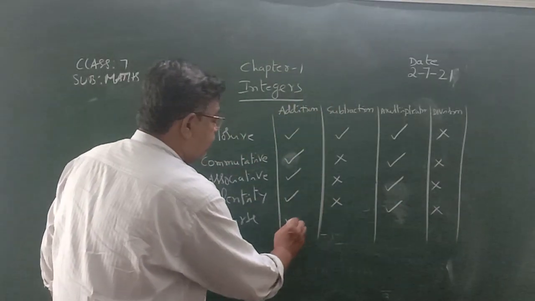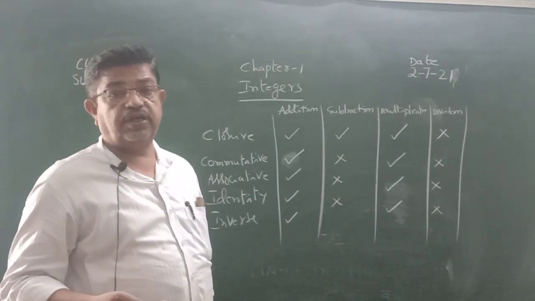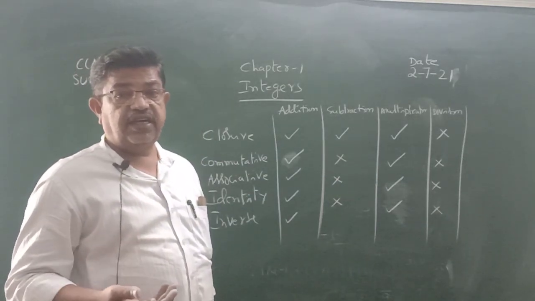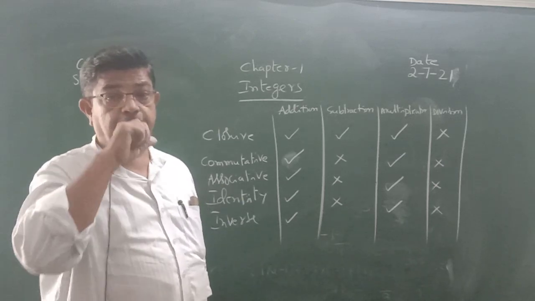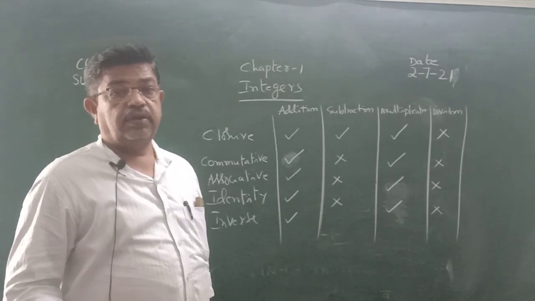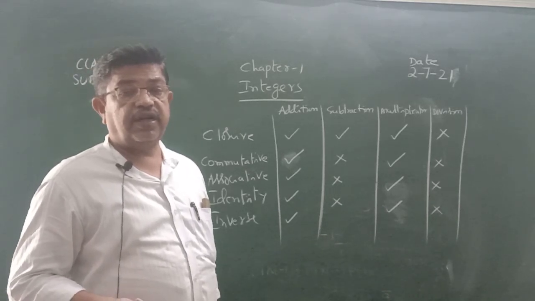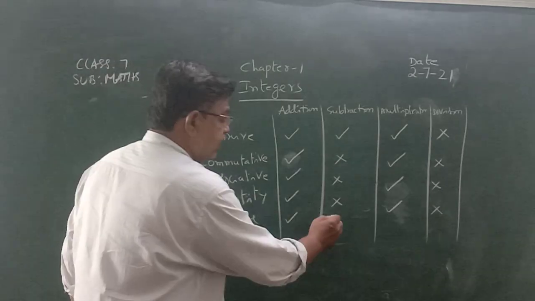Similarly, 7 plus minus 7 is equal to 0, or minus 7 plus 7 equals 0. In general, if a is an integer, minus a is its additive inverse: a plus minus a equals minus a plus a equals 0. Additive inverse property is present for integers. In subtraction, inverse property is not present for integers.